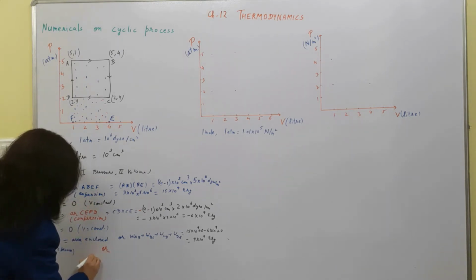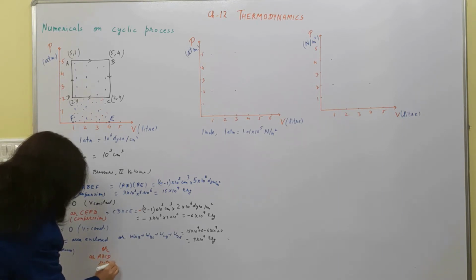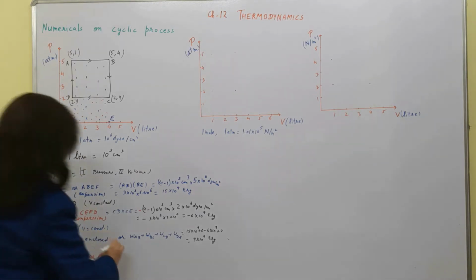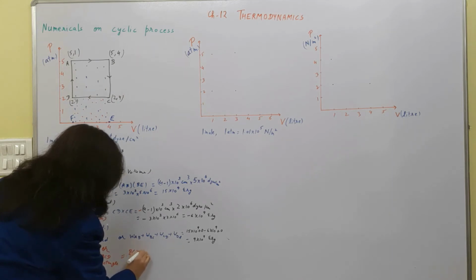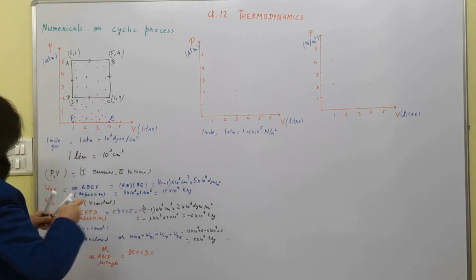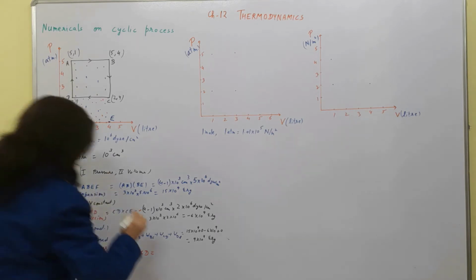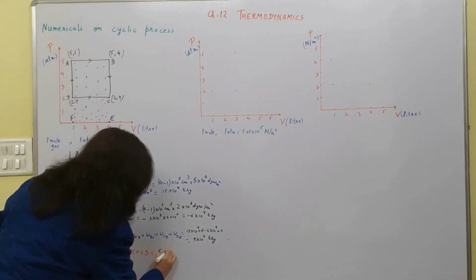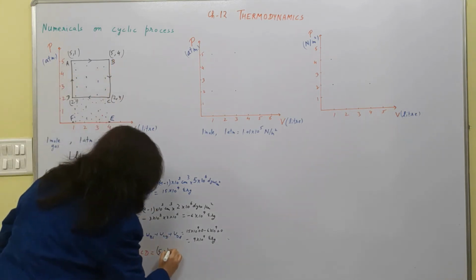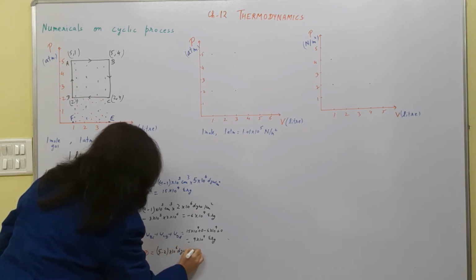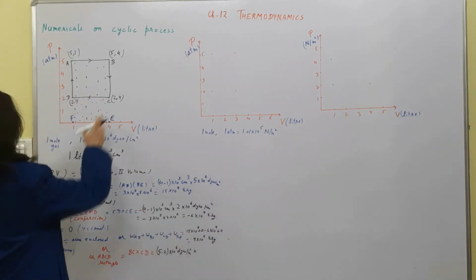This can be written as area of ABCD rectangle. So that is area enclosed. So this is BC into CD. This can be written as BC is how much? 5 minus 2. This is what? Pressure. So this is atmosphere. That means into 10 to the power 6 dyne per centimeter square into CD is volume.